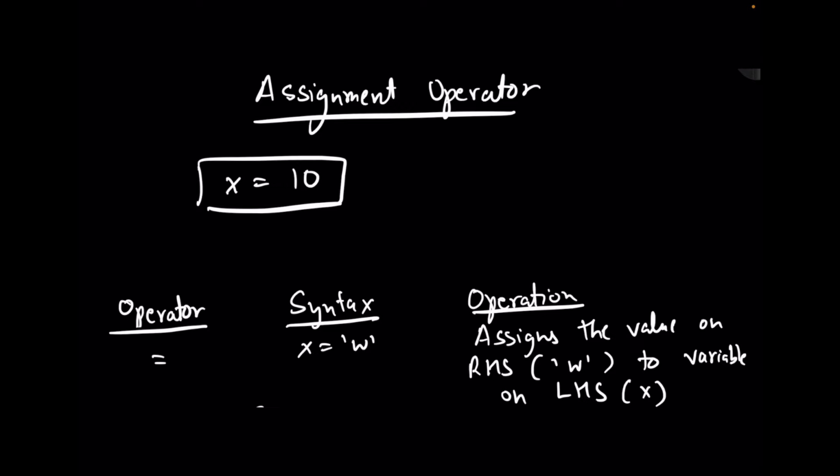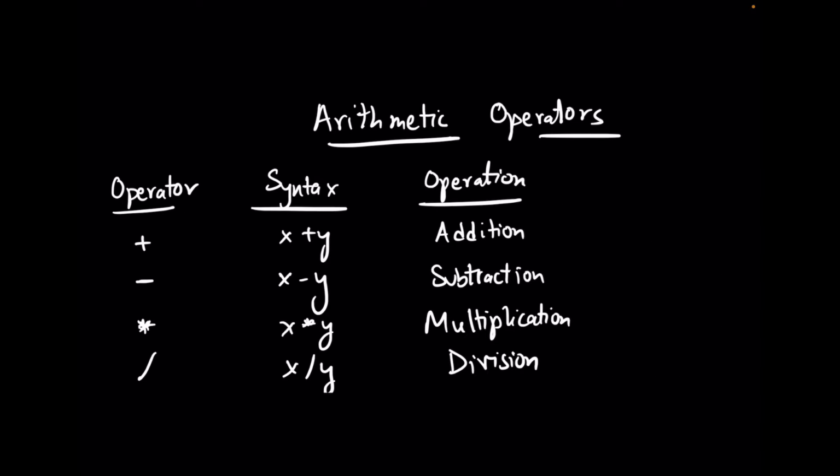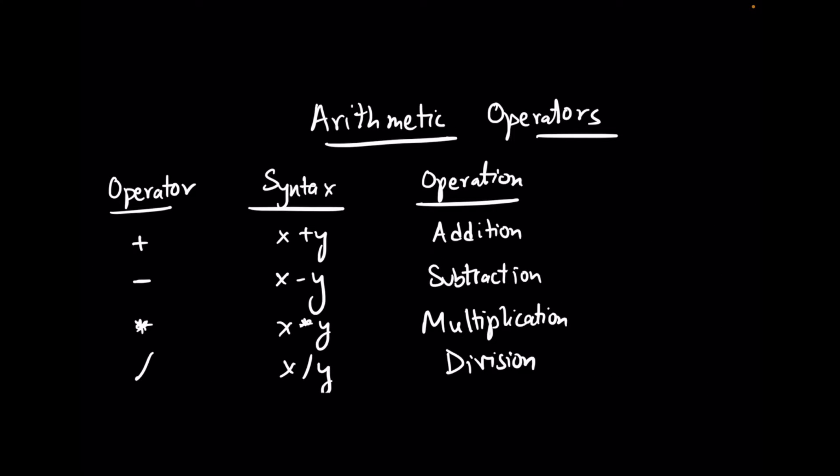Now let's look at some other types of operators. The most commonly used types of operators are arithmetic operators. These operators work on numeric data and they produce a numeric result. We've used a few of these in our previous video, so let's look at more of these in detail. These are the 4 most commonly used arithmetic operators.